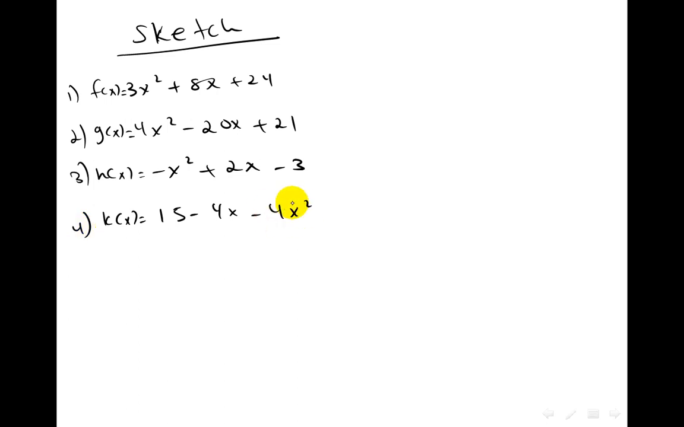Here don't forget, you can rearrange them by bringing the 4x squared, then 4x, and the 15. So rearrange them and try to sketch them.